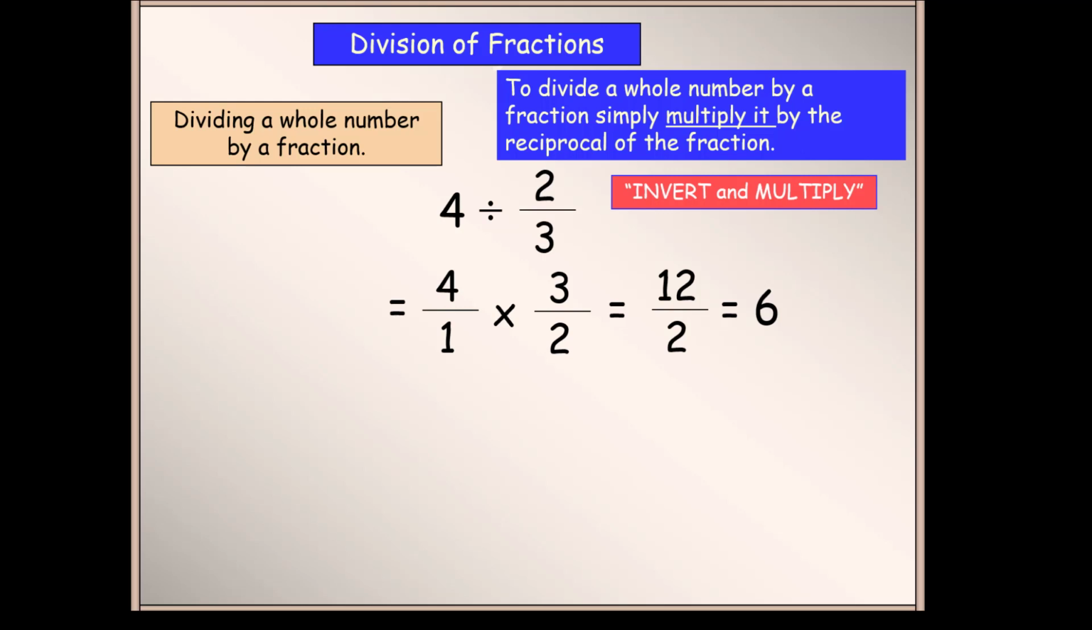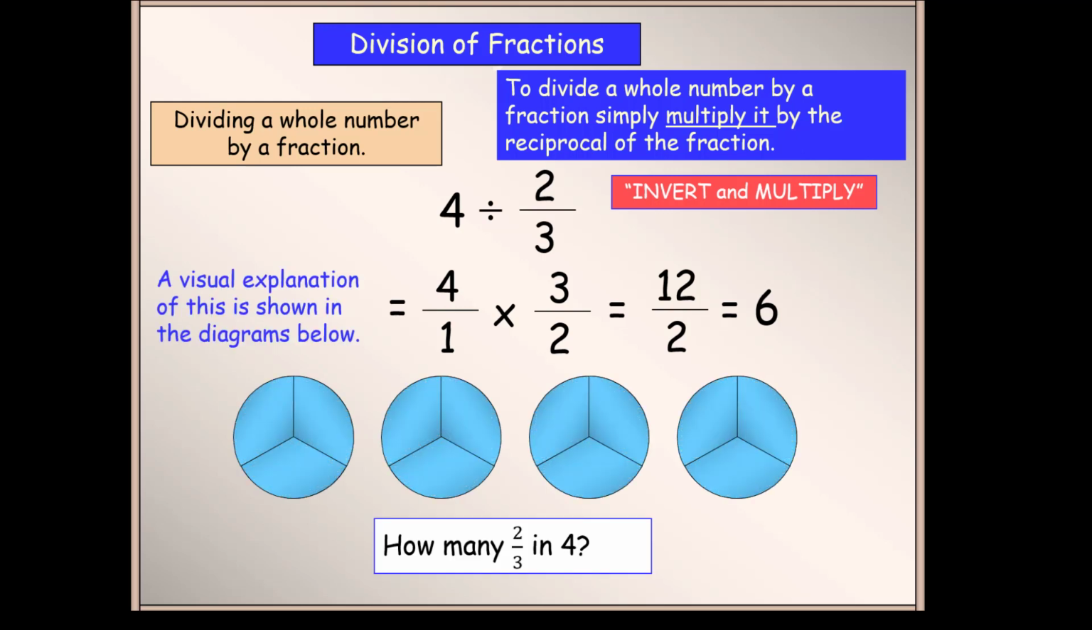You can also simplify earlier by dividing the 2 into the 4. And then it's super easy. Let's use a visual explanation. So the question is, how many 2/3 are there in 4? So there's 2/3. There's another 2/3. In total, we see that there are 6 2/3.